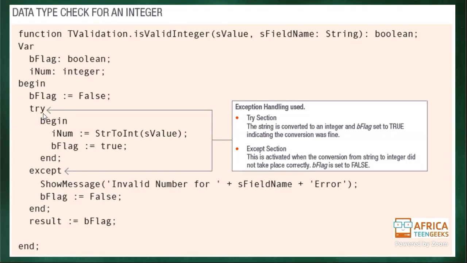So let's see. I'm trying to convert S value to an integer. If that succeeds, I will go to the next line. If it doesn't, I would skip that line and go to except. But if it succeeds, I make B flag true. Now that makes sense to me. So is valid integer. If it is a valid integer, it's true. But if this over here doesn't succeed, it stops right there and does this. There again, I don't like the show message at all.